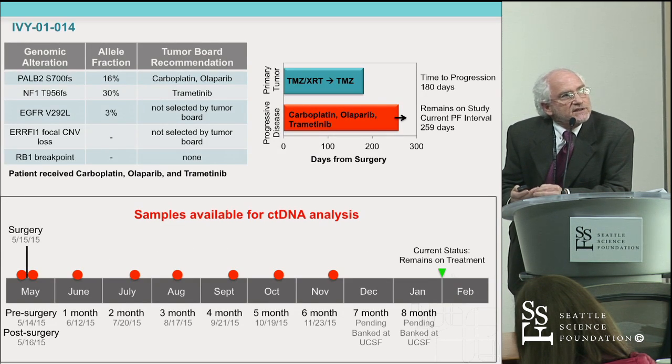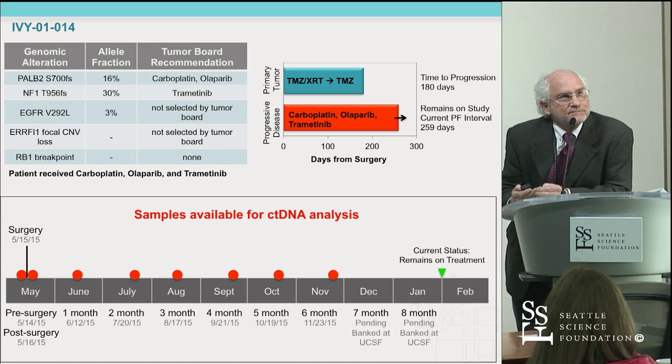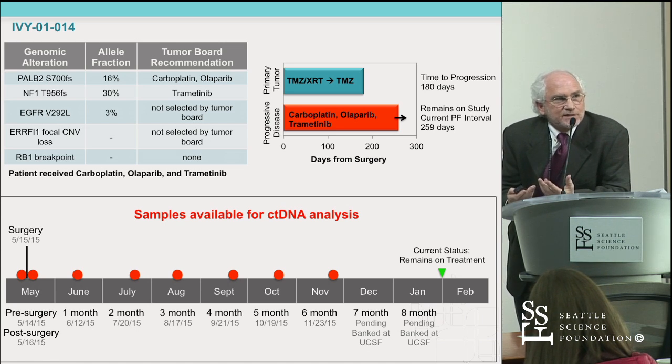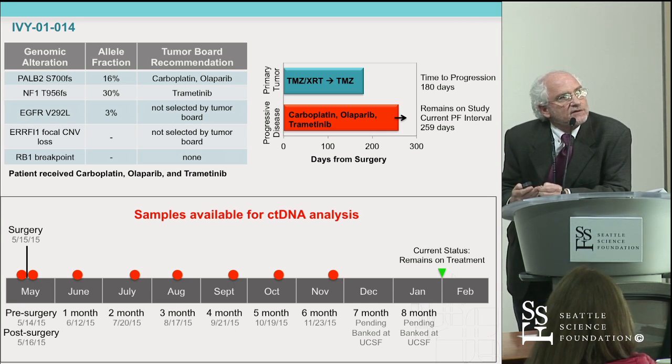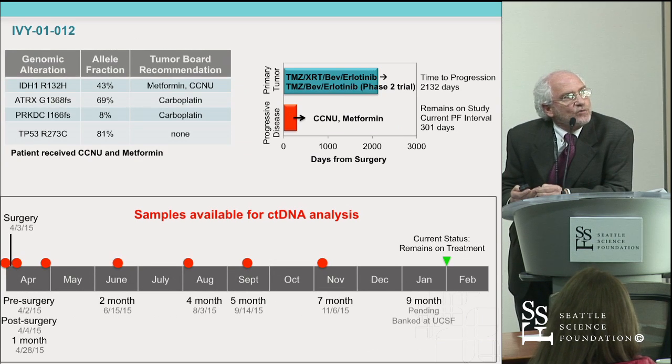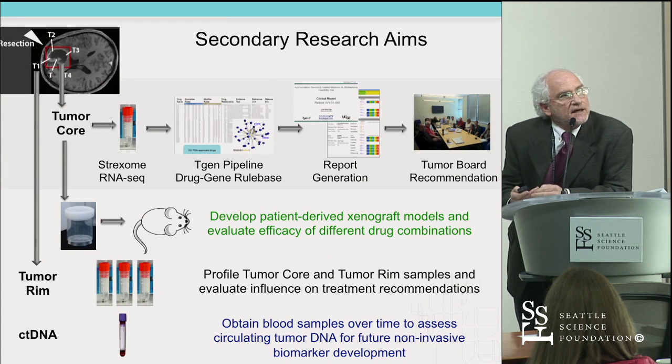We have a couple of patients who are success stories of the 16-2, or long-term therapeutic, quote, benefit. They had some benefit, one being treated with olaparib and trametinib, and one being treated with CCNU and metformin. Again, it wasn't an efficacy study, it was a feasibility study. We wanted to see if we could pull this off and do that.